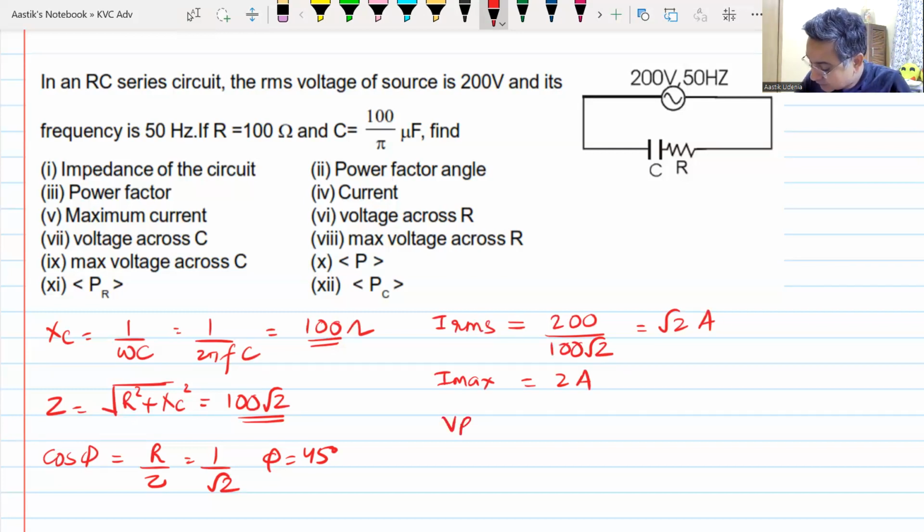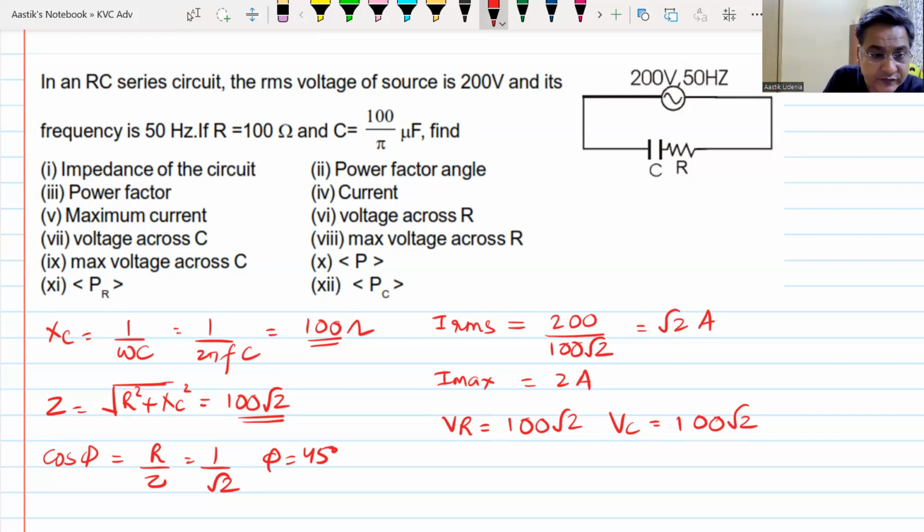The voltage across R. So which voltage are they asking? They are asking the RMS voltage. So that will be equal to 100 root 2. The RMS voltage across capacitor will also be 100 root 2. Is everyone getting this or not? To find out the maximum voltage, you just multiply it by root 2. You will get this.